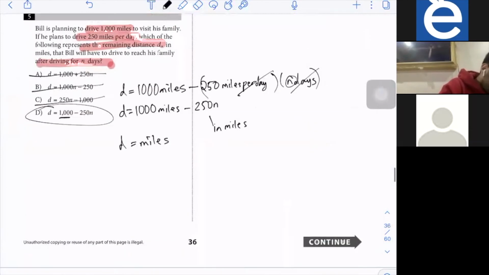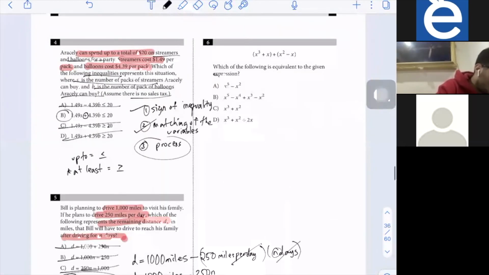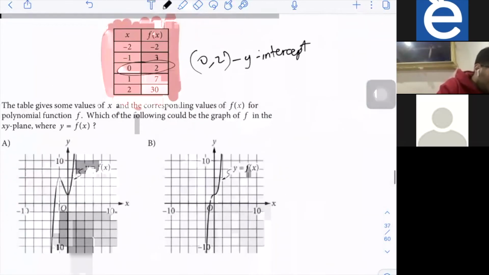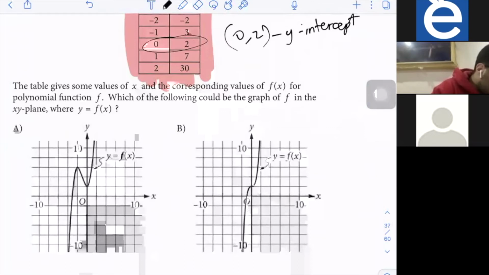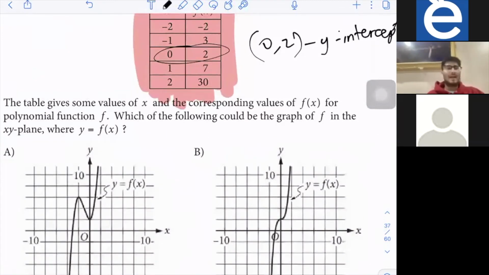One second, let me check something. Oh, I'm sorry. Oh my gosh. Okay, I forgot that question. Okay, so let me do 7 and then I'll go back to 6. Okay, so the question is asking for the best representation of the graph. So you look at the y-intercept and match the points to see if that graph works.